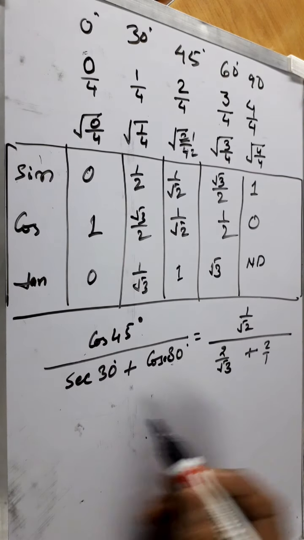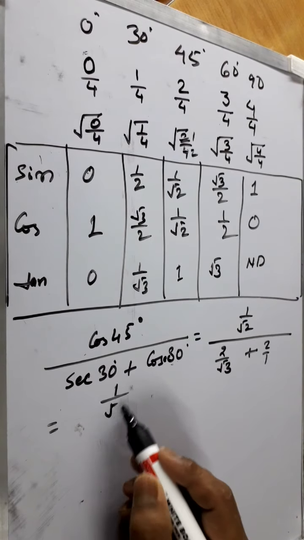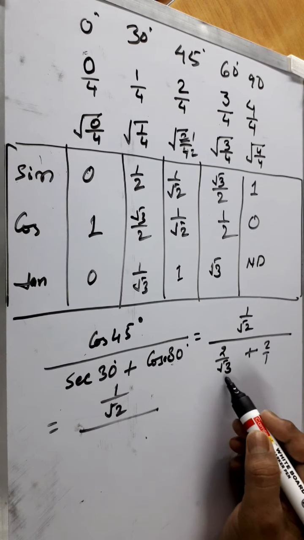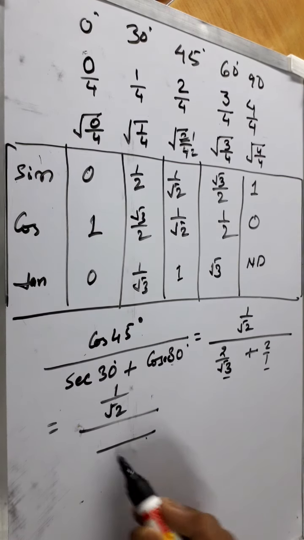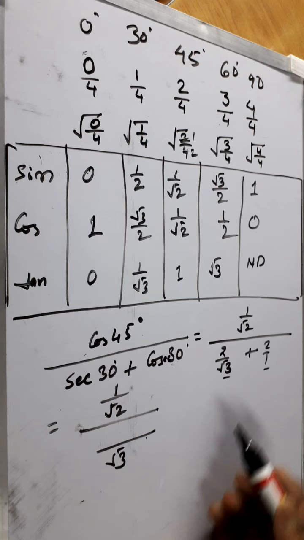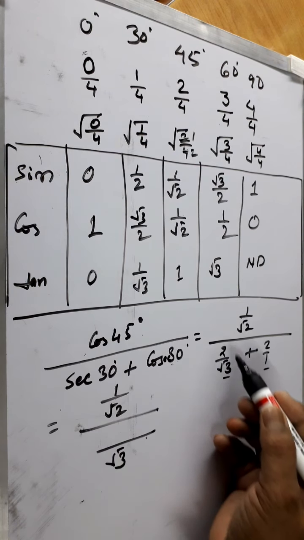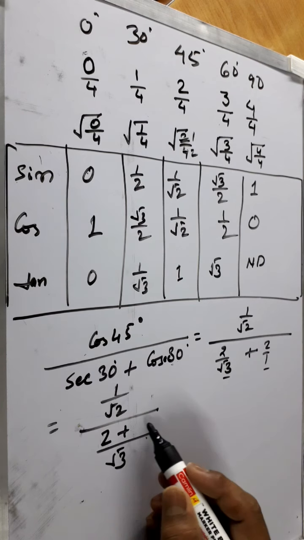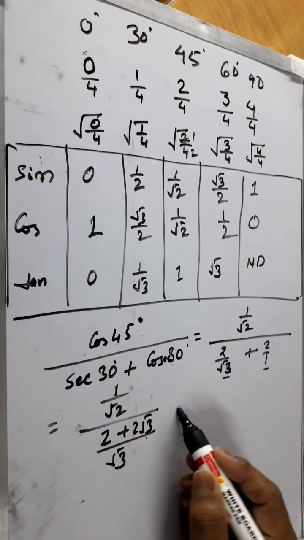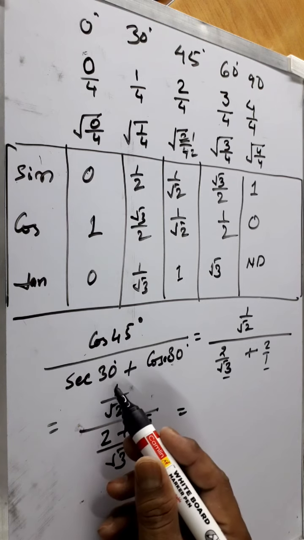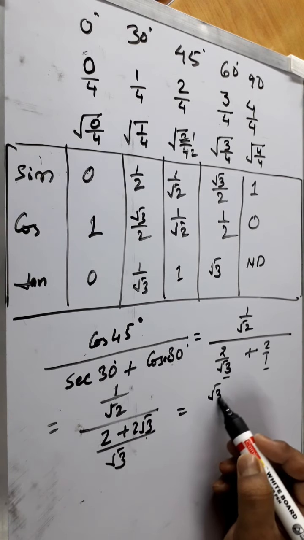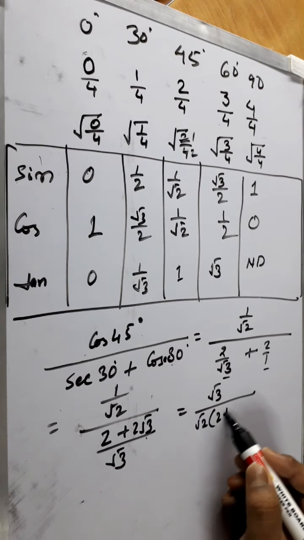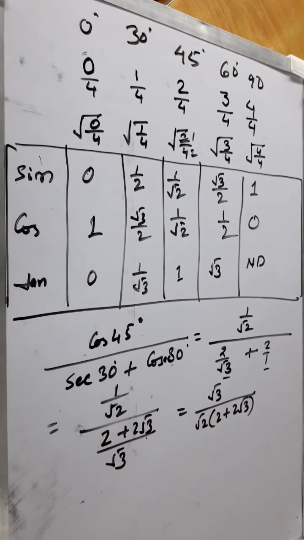Now we have to solve this. 1 upon root 2, this is 2 upon root 3 and 2 upon 1. LCM of root 3 and 1 we have root 3. Root 3 divided by root 3, 1, 1 into 2, 2. Root 3 divided by 1, root 3 into 2, 2 root 3. Now root 3 will come here, root 3 into 1 becomes root 3. Root 2 will come here, it will become root 2 into 2 plus 2 root 3. Like this.